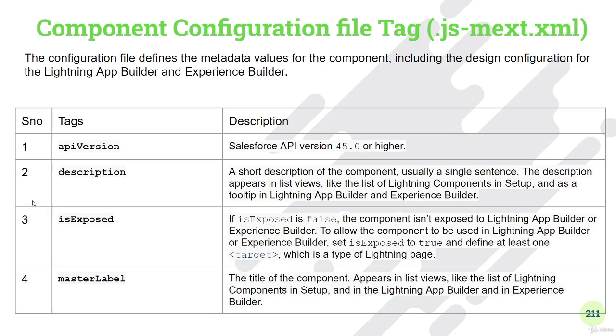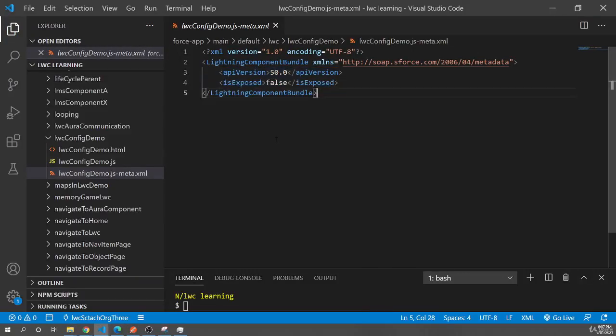This file contains many tags. The first tag is the API version, and to use the Lightning Web component, our Salesforce API version should be 45 and above. If I go back to my configuration file, you can see the API version is 50, so we are good to use this component.